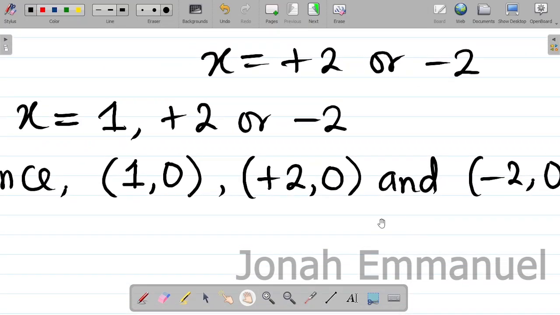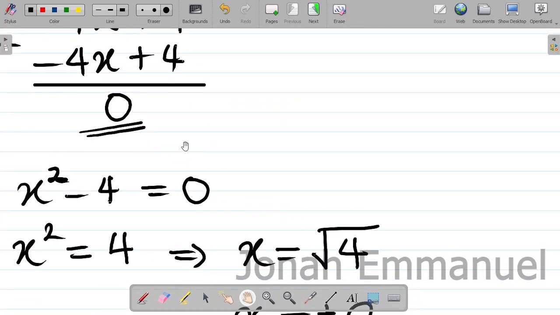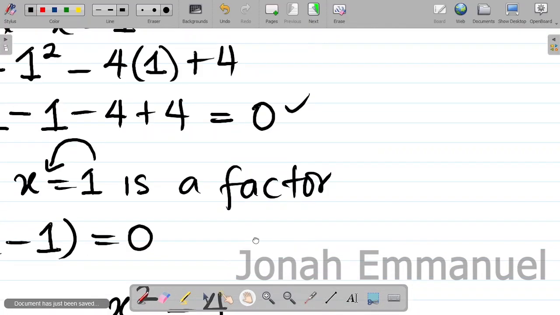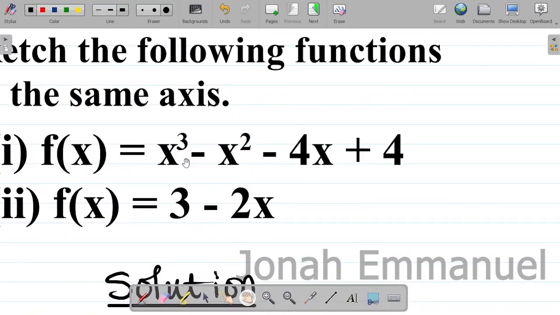At this point, we can now sketch this function. Now, this is for the first function. Let's sketch this function on, let's say, graph sheet. We are done with the first function. Don't forget, we're given two functions in this question. Let's go back to the original question. If I go back to the original question, you can say this.